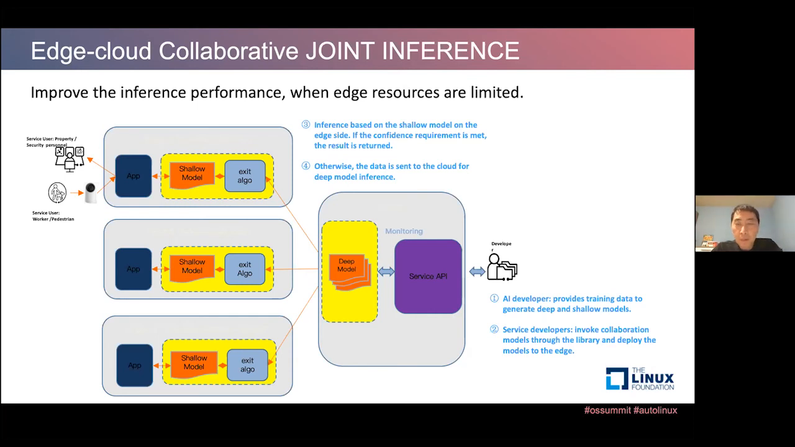All these models are trained by the AI developers. When you do the training, you generate a deep model and a shallow model. The deep model requires more computation resources and is suitable for running in the cloud. The shallow model requires only a part of the resources, so it's suitable to run on the edge, especially a low-resource edge.